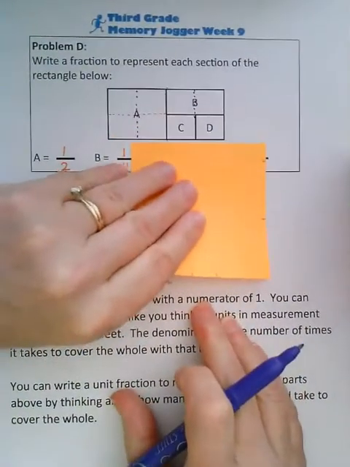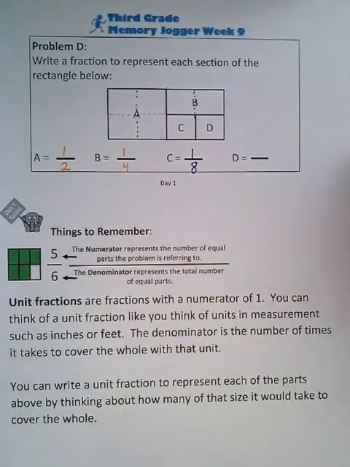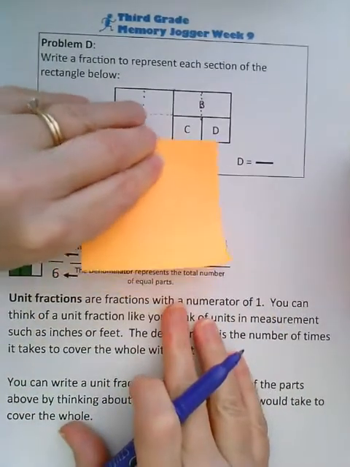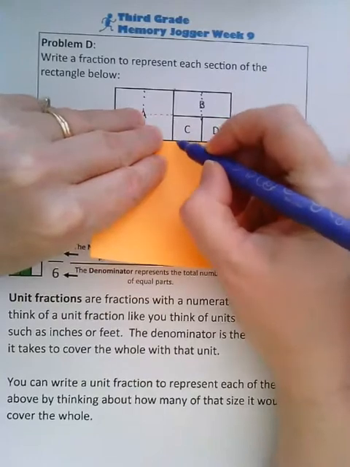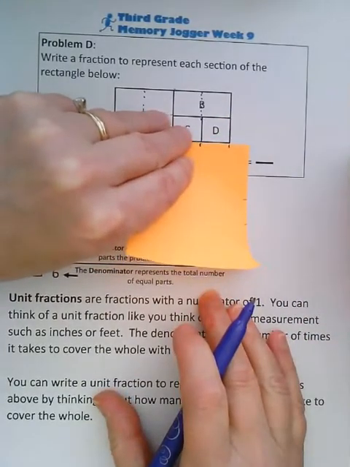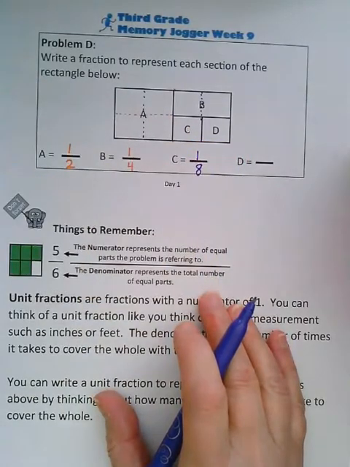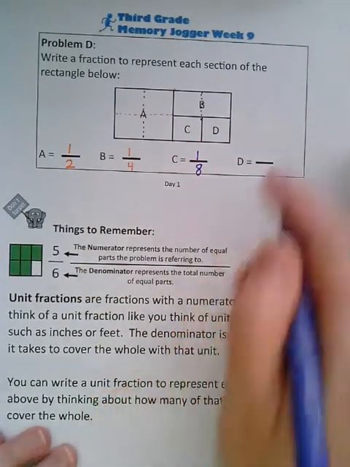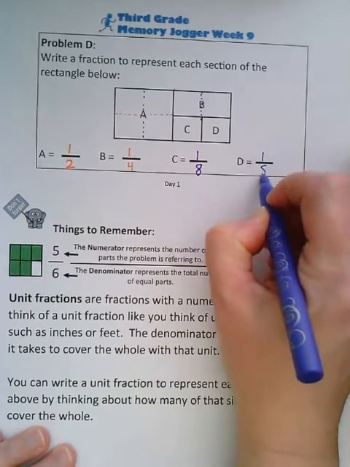And I didn't show this a second ago. We probably should have done it even before we assumed that. But if I look at C, that's how wide C is. And D is exactly the same, so C and D are the same size. So we know that D is also 1/8.